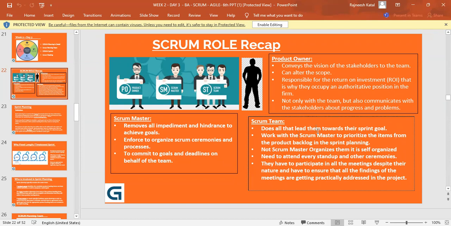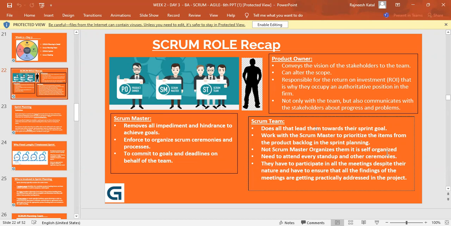Work with the Scrum team and Scrum Master to prioritize the items for the product backlog in the sprint planning. Now you see there are 2 interesting words. One is sprint planning and second is product backlog. We will come to them, but before that, what I wanted to highlight is sprint planning is as simple as it sounds. You plan the sprint, okay? Sprint planning. But what is the product backlog?